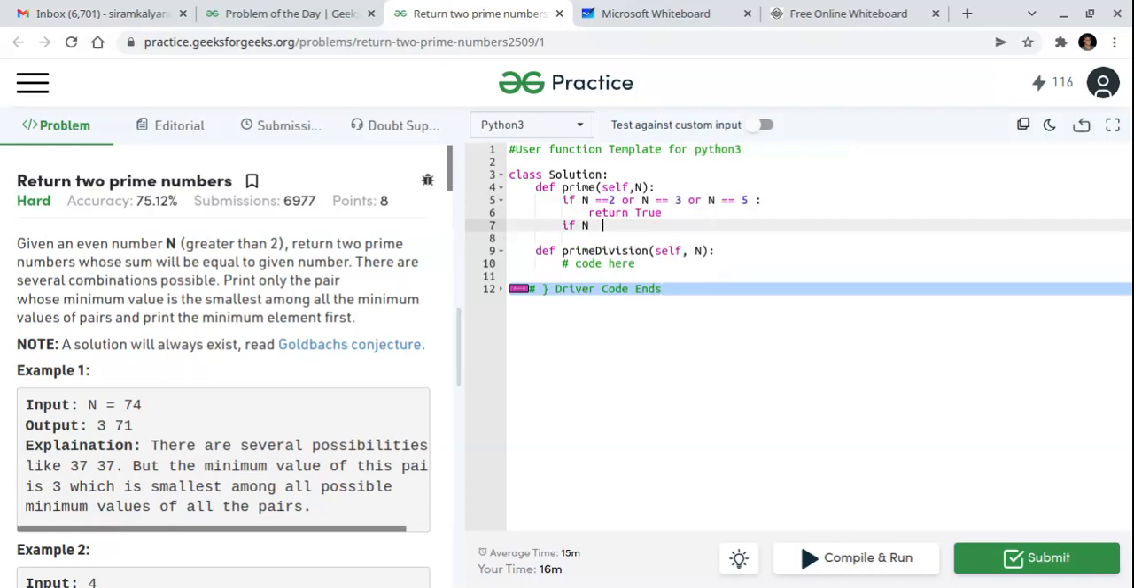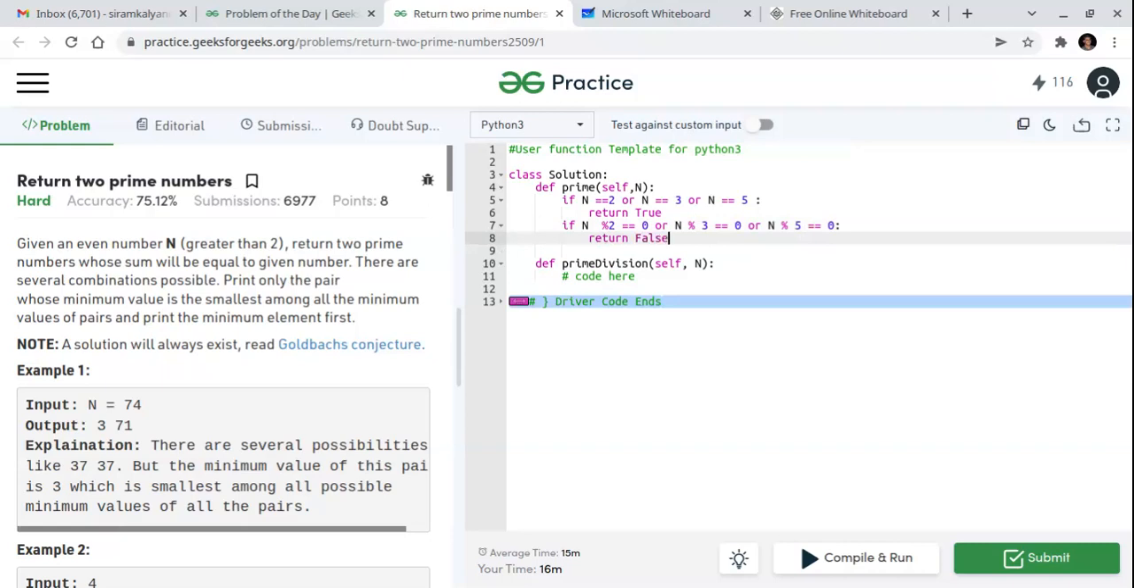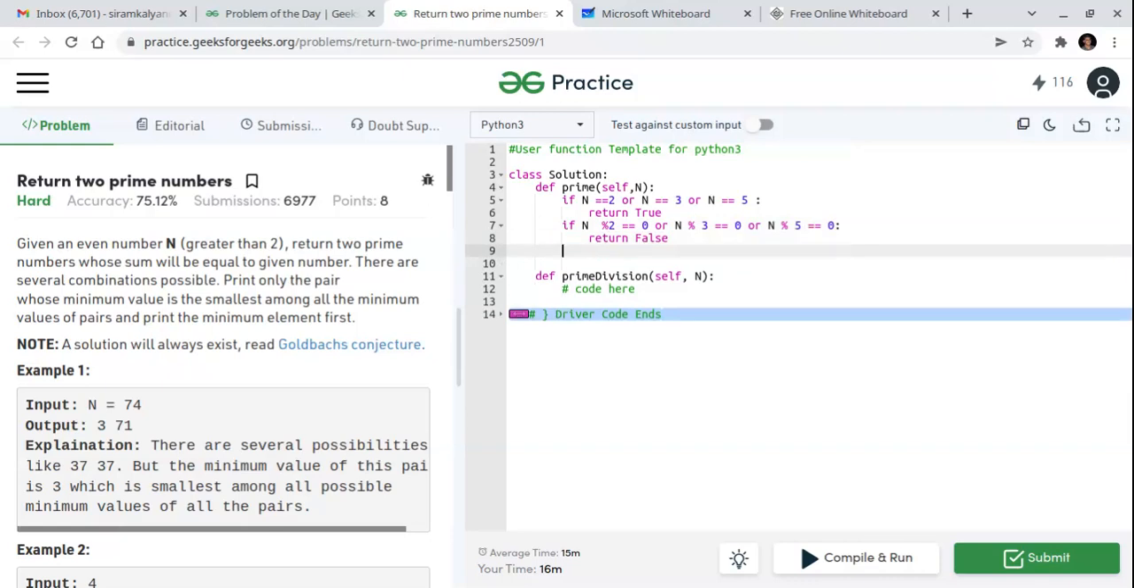Or else, if n modulo 2 equals 0 or n modulo 3 equals 0 or n modulo 5 equals 0, we need to return false because it will not be a prime number. It is divisible by 2, 3 and 5. There could be other prime numbers also, right? So we're going to check until the square root of the given number, because after that it cannot be divisible. It can only be divisible within the square root.